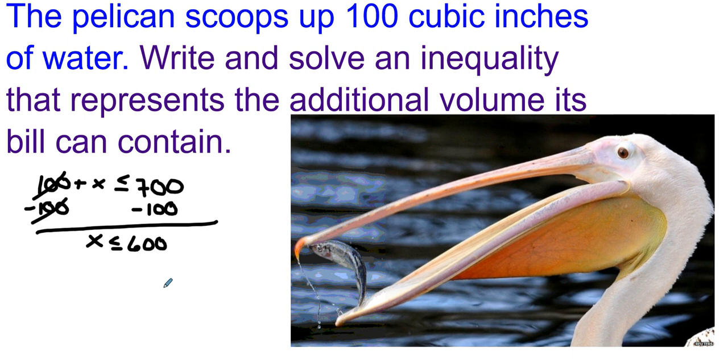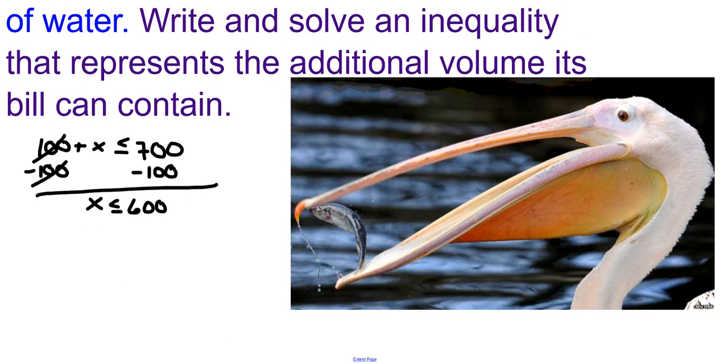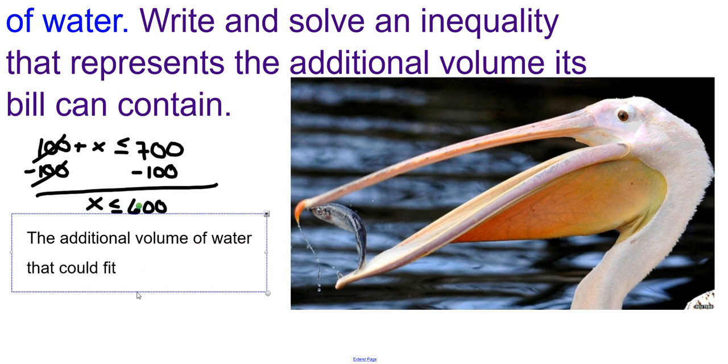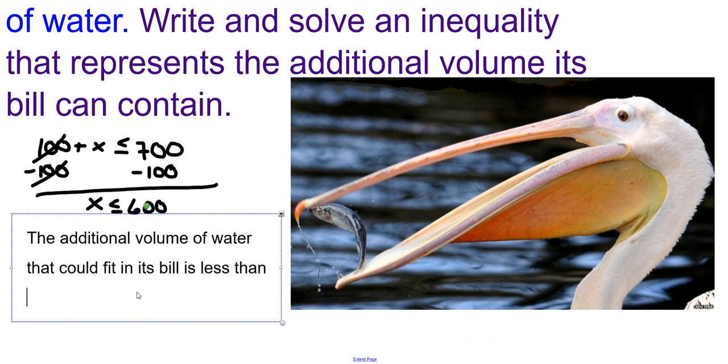Right, and solve an inequality that represents the additional volume the bill can contain. So yeah, right there, the amount you could fit in that bill is less than or equal to 600 cubic inches. So because this is a word problem, I should answer this with a sentence. I am going to say the additional volume of water that could fit in its bill is less than or equal to 600 cubic inches.